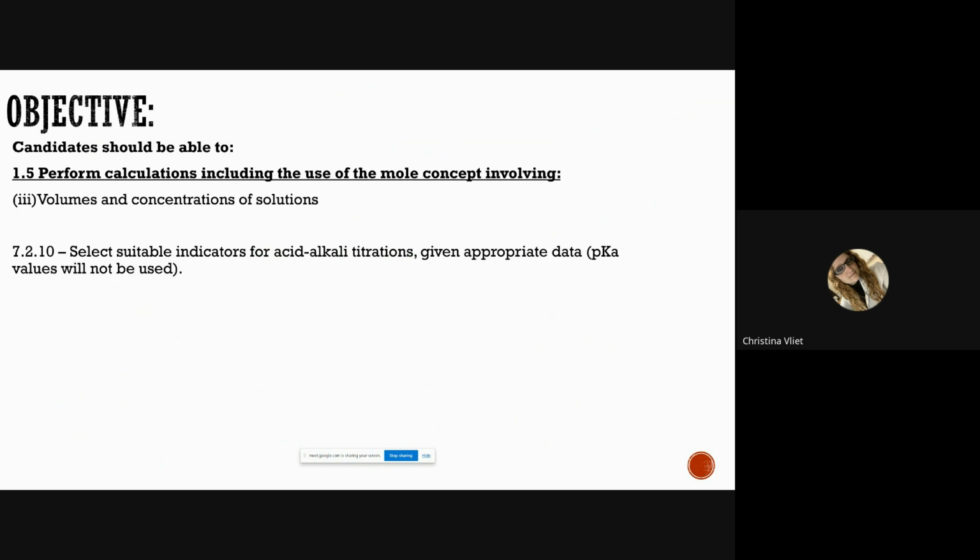This standard is the same as last class. Remember, we kind of rushed at the end. We didn't get quite finished with it. So we're gonna do a couple more examples with volumes and concentrations.